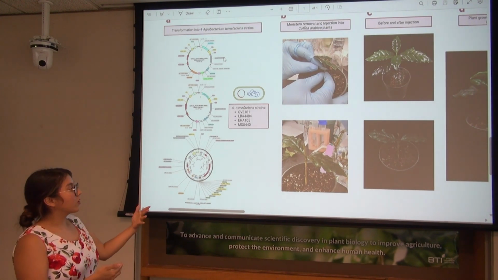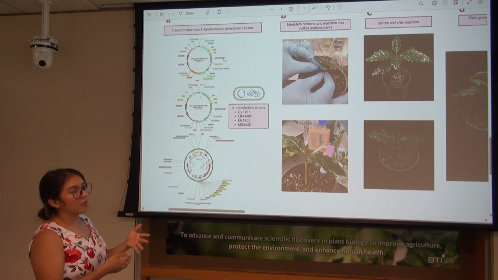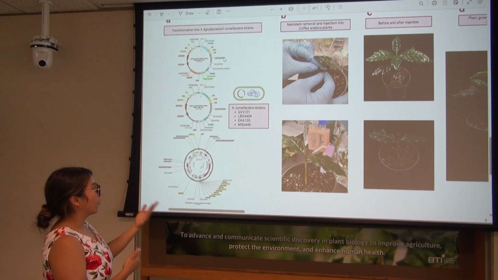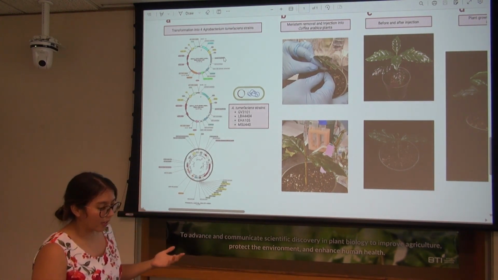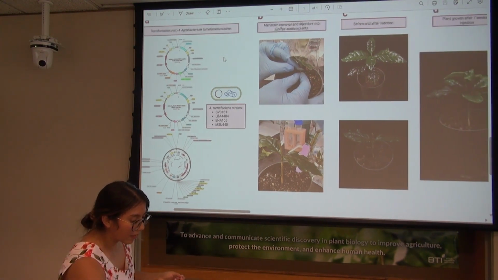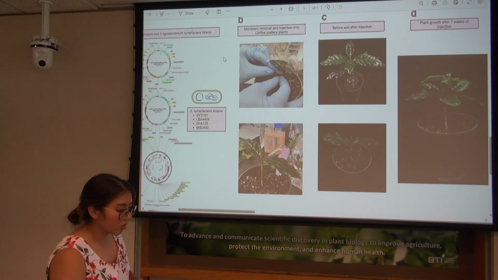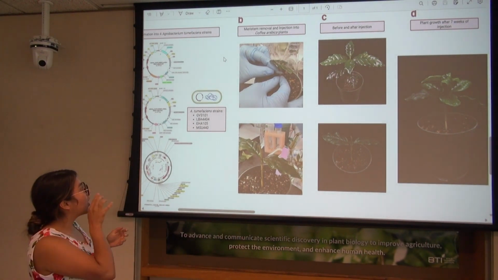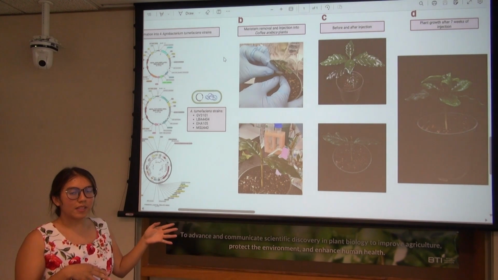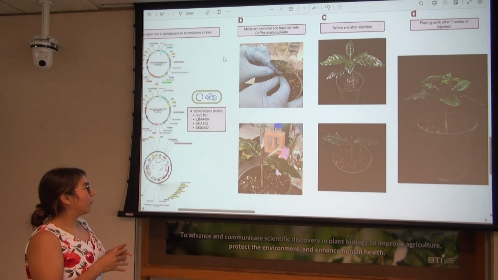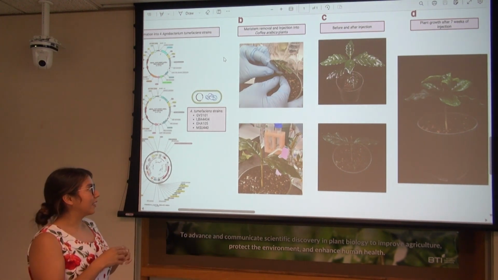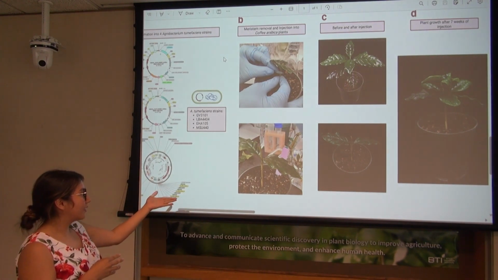But the next step was injection using the fast track system into coffee plants. So here we are doing this procedure. For using the fast track method, first you have to remove all the meristems, and you only need to leave only 2 leaves in the plant, and then you have to inject.